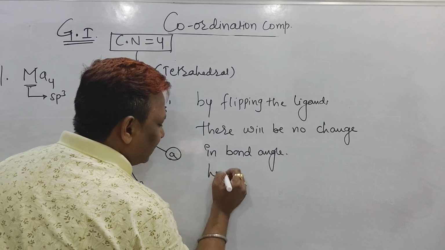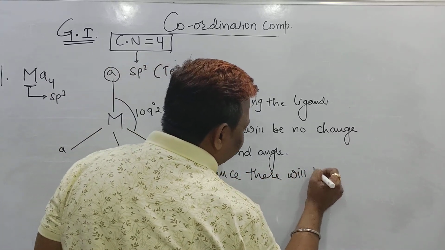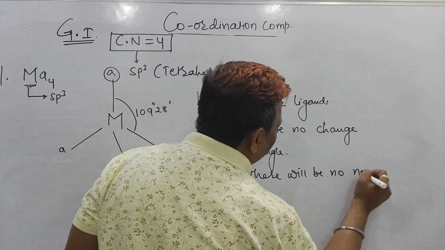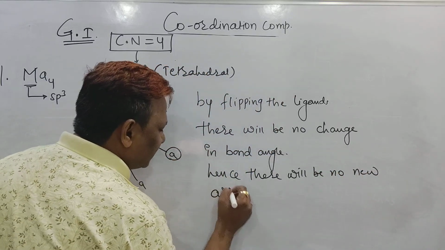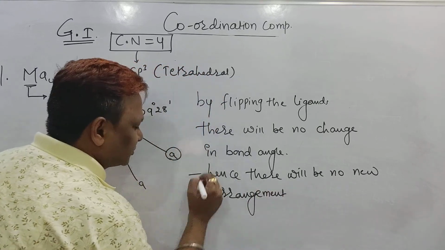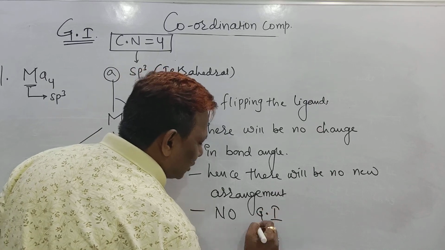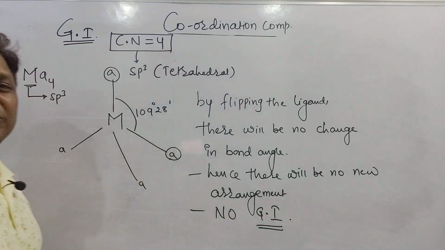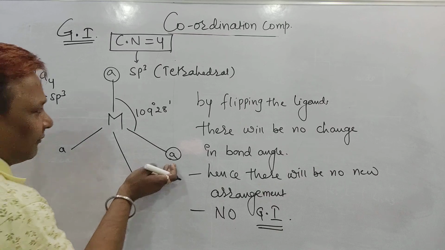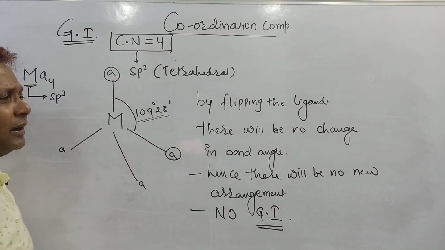Hence there will be no new arrangement. As it does not have any new arrangement, I can say, sir, these complexes do not show geometrical isomerism, because by flipping any two ligands, there will be no change in the bond angle.